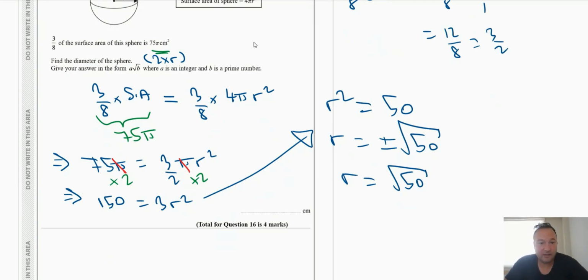Now, it says give your answer in the form a root b, where a is an integer and b is a prime number. So we're not out of the woods just yet. We've still got work to do, haven't we, guys? Because we can see this is not in the form of a root b.